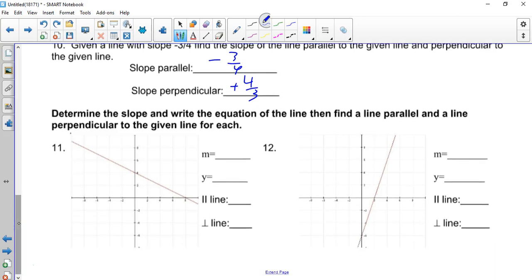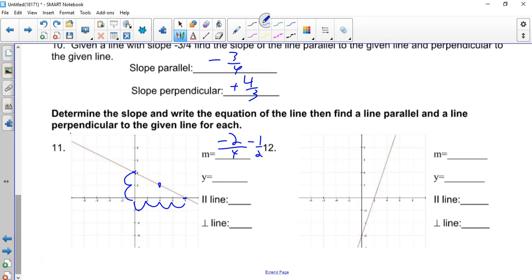So, we're almost there. Number 11. Determine the slope and write the equation of the line. Then find lines parallel and perpendicular. So, my slope, if you look at these points, they go through these two specific points. So my slope is down 1, 2, so down 2, and right 1, 2, 3, 4. If you would have noticed, it's also here, which is down 1, right 2, negative 1/2.